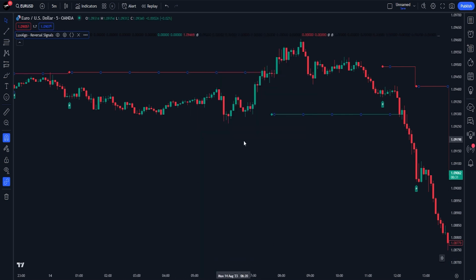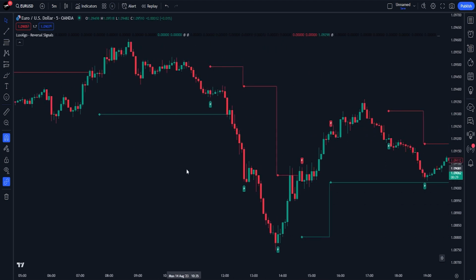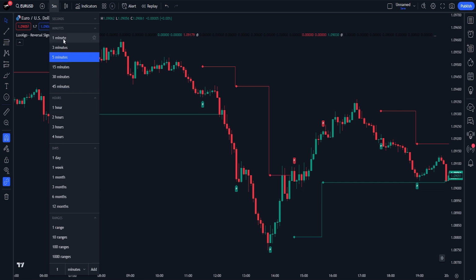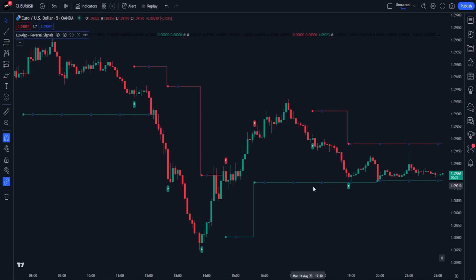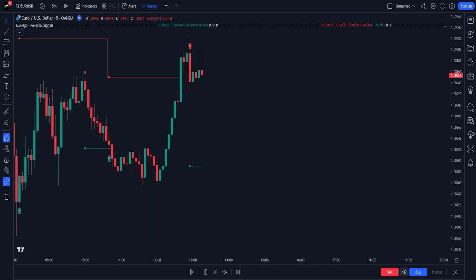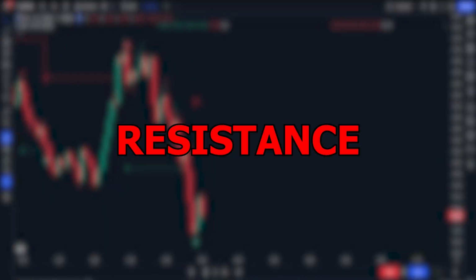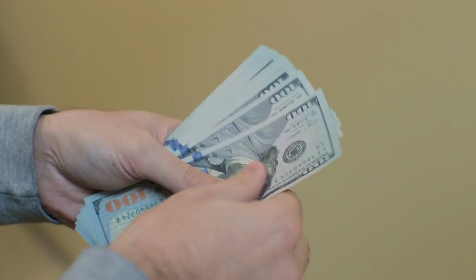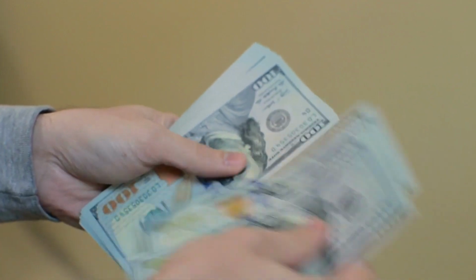Now let's delve into executing entries using this indicator. Although we're demonstrating on a 5-minute time frame, feel free to adapt it to your preferred trading style and time frame. Keep in mind that accurate reversal signals from this indicator are rooted in a combination of support, resistance, price action, and momentum. By implementing our strategy and effectively using this indicator, you can significantly enhance your trading outcomes.